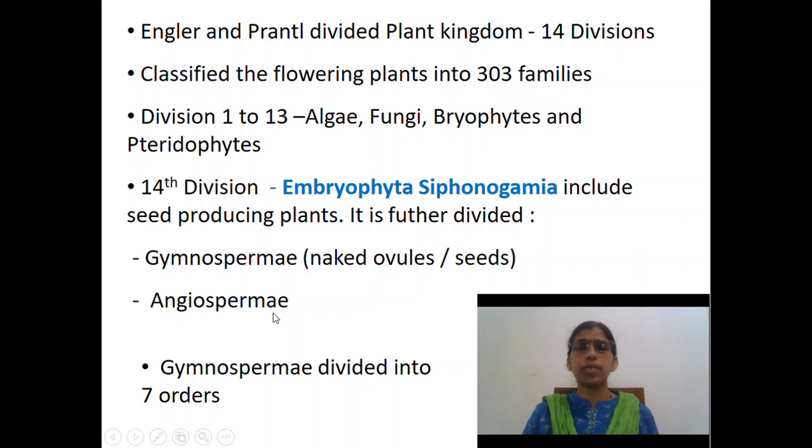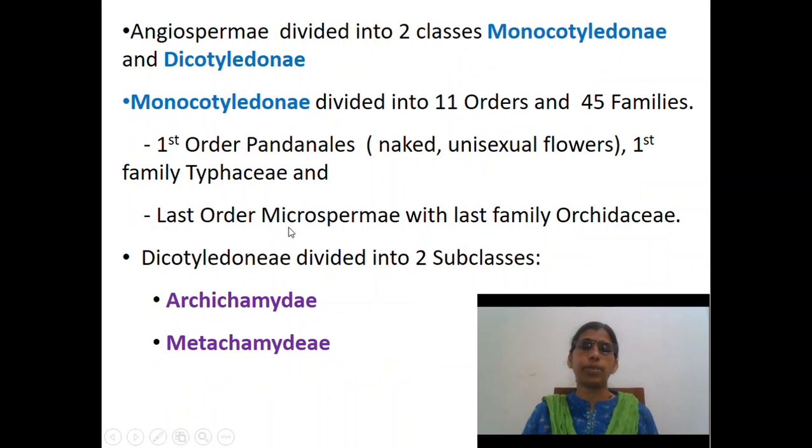This system is considered to be phylogenetic. The origin of angiosperms is from hypothetical gymnosperm-like Coniferales. The position of gymnosperms is not anomalous. Gymnospermae is divided into 7 orders. Angiosperms are considered to be polyphyletic. In all, 303 families in 55 orders are recognized in this system.